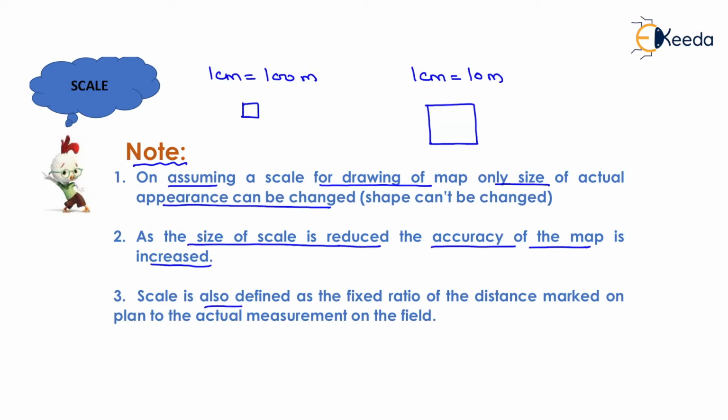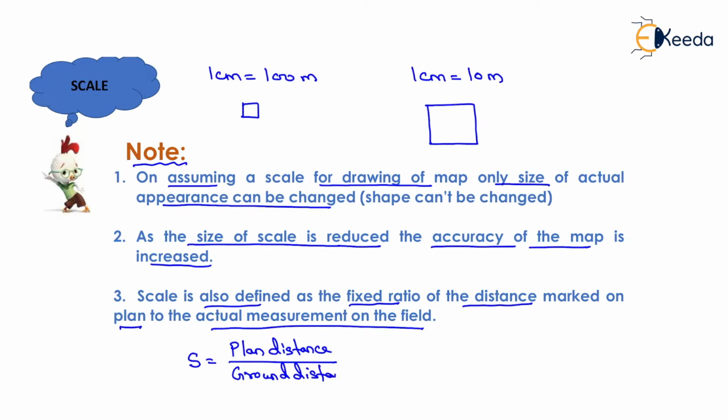Scale is also defined as the fixed ratio of distance marked on plan to the actual measurement on the field. It means that scale is the ratio of plan distance or map distance divided by ground distance. That is the formula of scale.